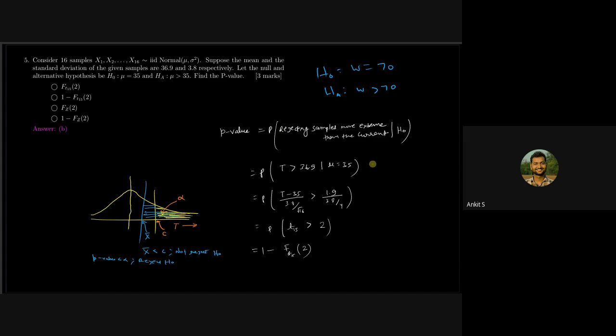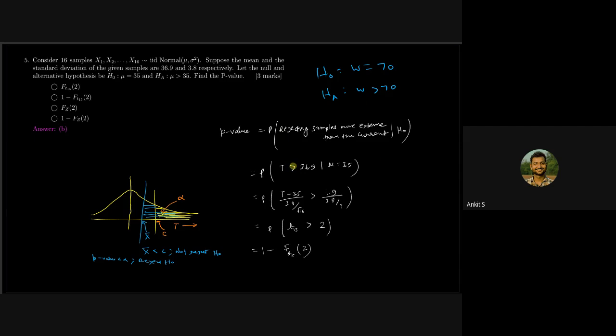Now, there is a limit to this greater than 70. If it is greater than 70, then you will generally accept the alternative, but there is a limit to this, right? So that's what we do here.